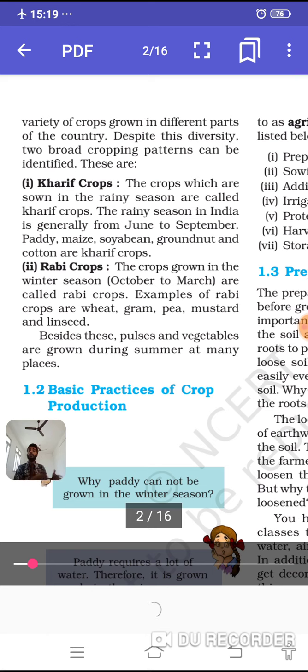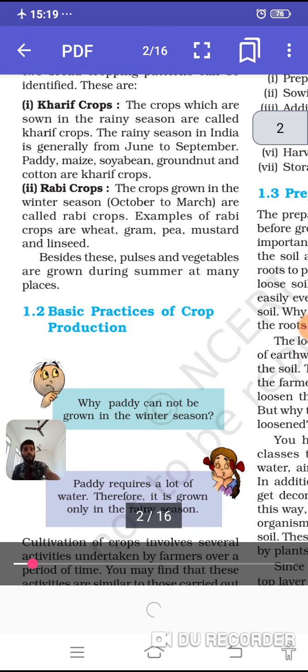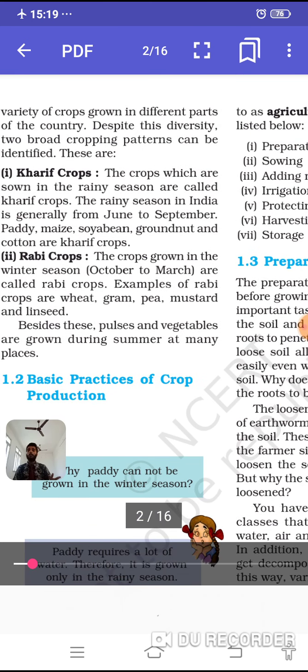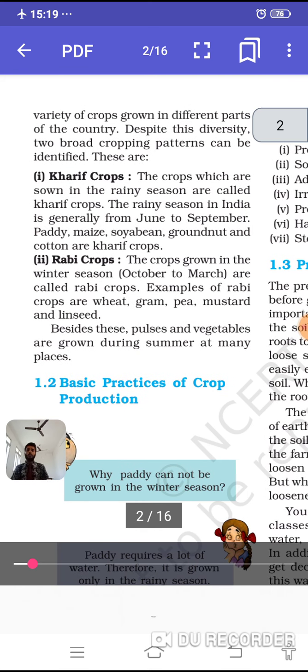So due to the different types of climatic conditions, different types of crops are grown in different parts of the country. As we already discussed in class 7 geography, due to the different types of climatic conditions, the natural vegetation changes. Yes or no? So similarly here, due to the different types of temperature, humidity and rainfall, different types of crops are grown in different parts of our country. Okay, so despite such diversity, there are two main cropping patterns.